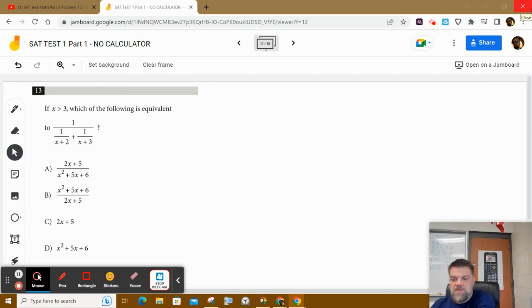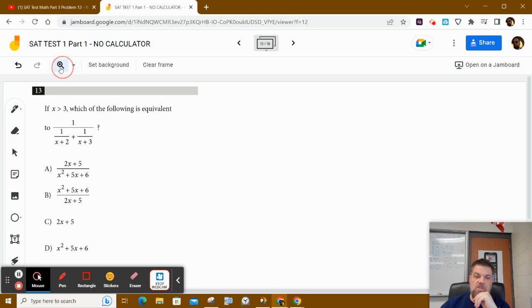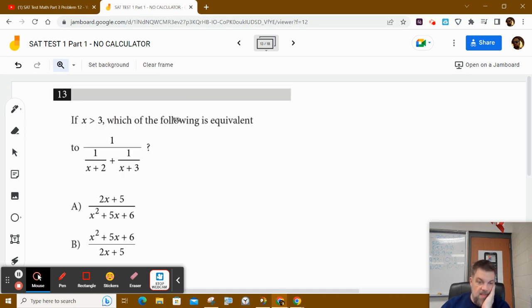So for problem number 13, it says if x is greater than 3, which is equivalent to this thing here. So I'm going to have to do a bunch of math. Now, I'm going to zoom in because it's going to take a lot of math. I'm going to write this over to the side.